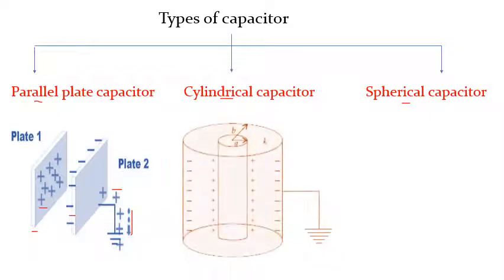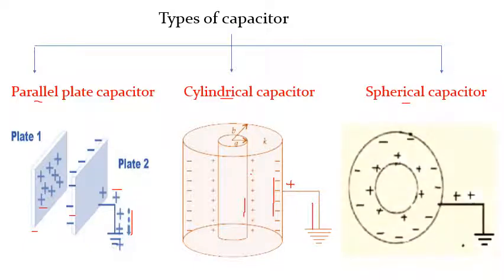In cylindrical capacitor, there are two cylinders. This one is the inner cylinder, and on the outer surface of this inner cylinder, positive charges are there. Due to this, on the inner surface of the outer cylinder, negative charges are induced and positive charges are induced on the outer surface of the outer cylinder. These positive charges are moving to the earth as it is connected to the earth.